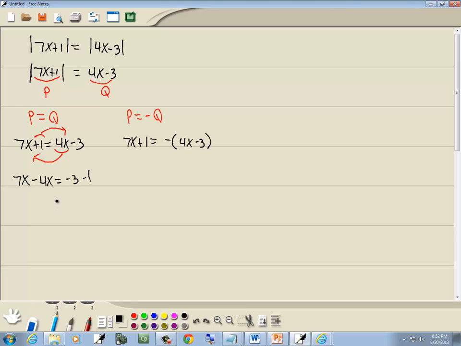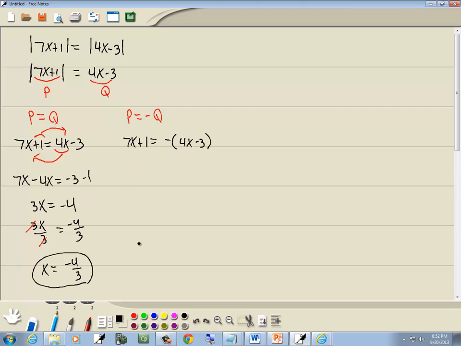At any step, combine together like terms. 7x minus 4x is 3x. And also combine together numbers. Negative 3, negative 1 is negative 4. Last step is to divide both sides by a number in front of your x, which is a 3. I'm going to do that. These 3s are going to cancel. And we got x is equal to negative 4/3.